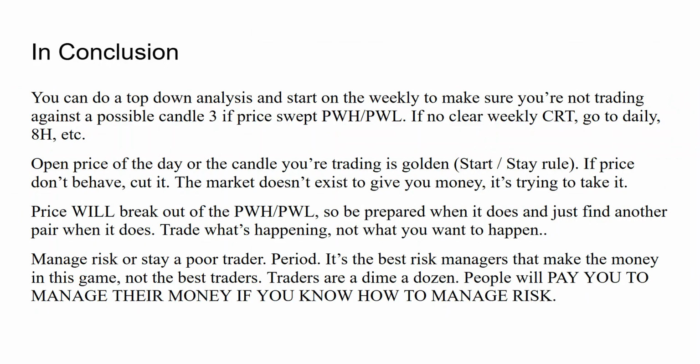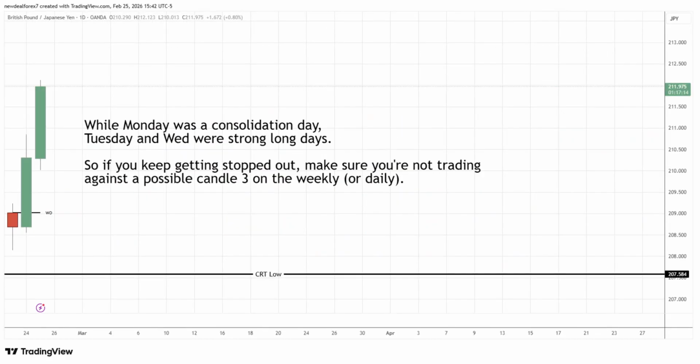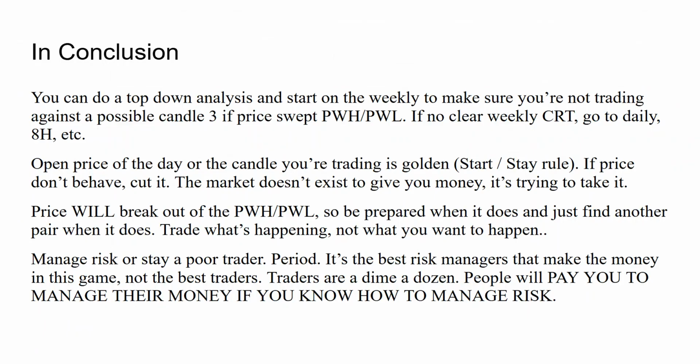So, in conclusion, you can do a top-down analysis and start on the weekly chart to make sure you're not trading against a possible candle 3 like I just showed you. Okay, if there's no clear candle range theory on the weekly chart, then you could drop down to a daily and just trade daily levels. That's fine too. Okay, because you won't see it every single week. Every single week is not going to give you something that looks like this. That's just not going to happen. Okay, but dailies you'll see it more often. And then if you don't see it on the daily, then go to the 8 hour.